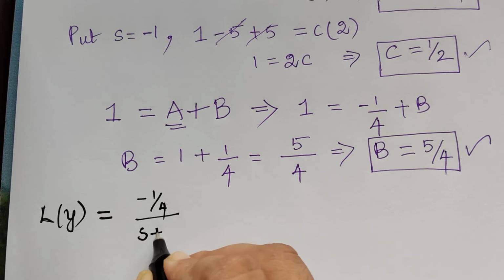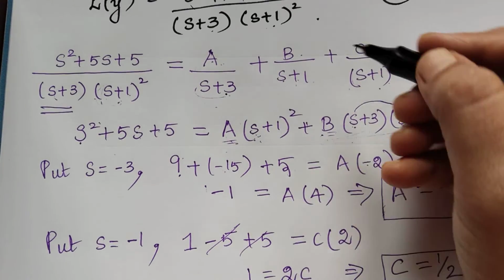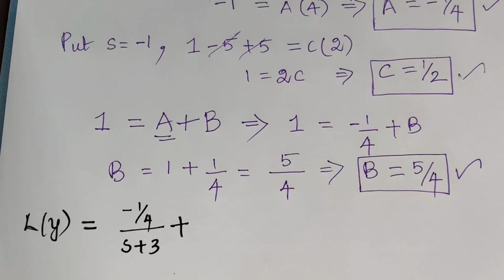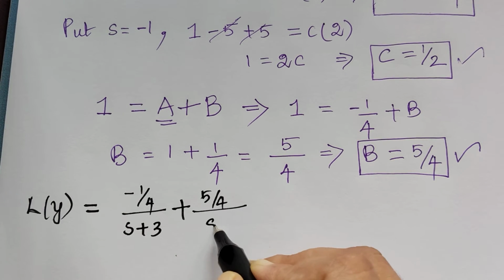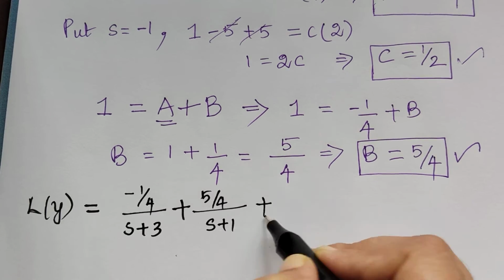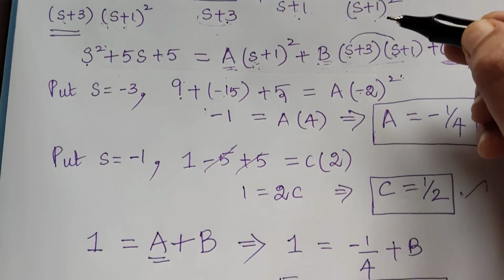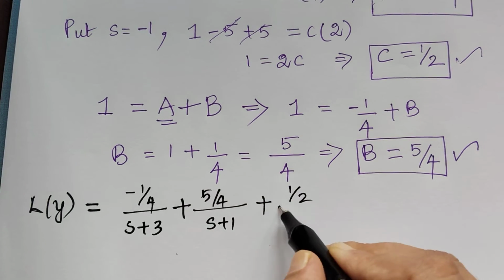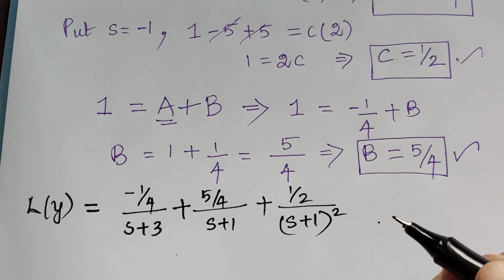The next term is plus b divided by s plus 1. So what is b? 5 by 4. So it is 5 by 4 divided by s plus 1, plus the next term is c divided by s plus 1 the whole square. So what is c? c is 1 by 2. So 1 by 2 divided by s plus 1 the whole square.